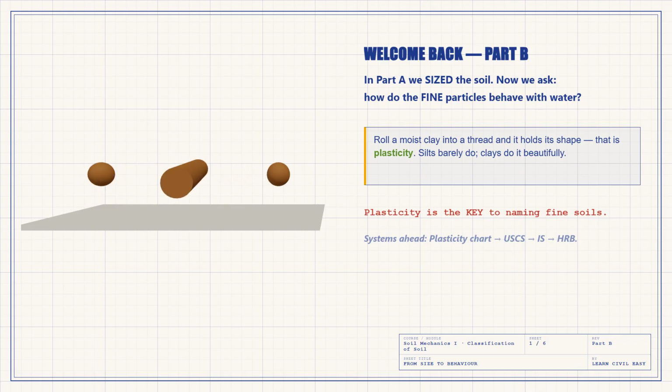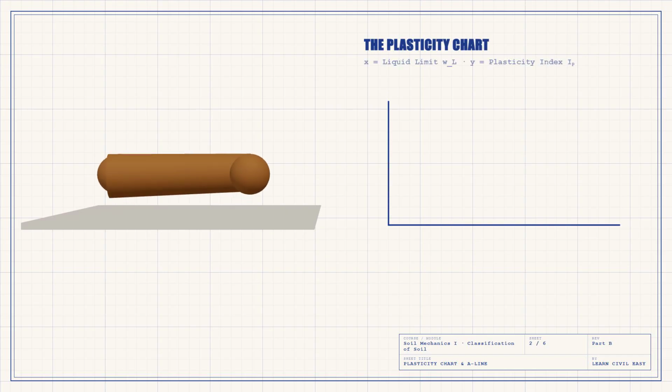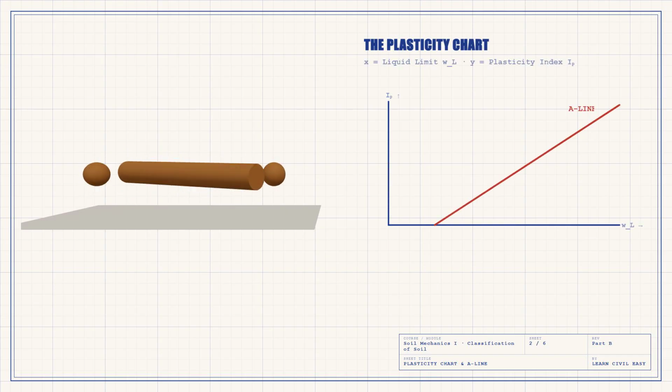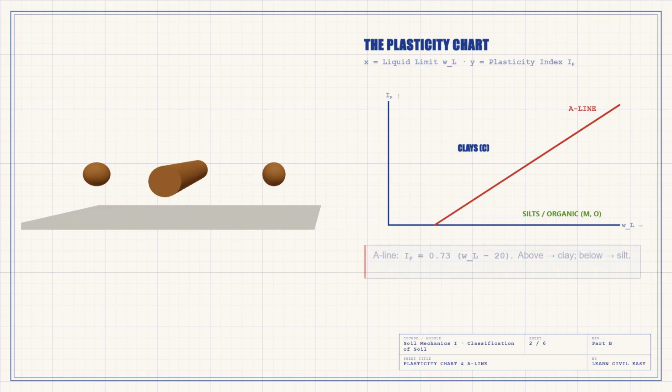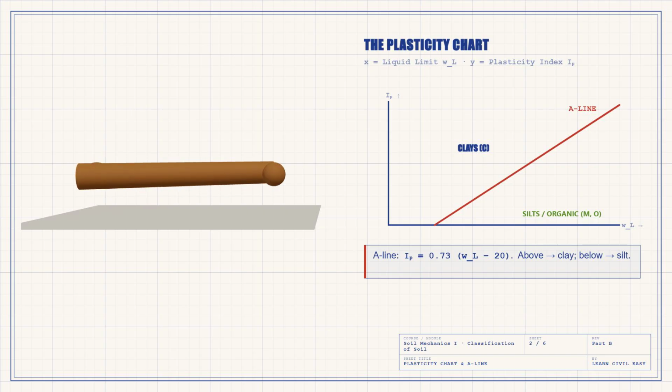Come along. This beautiful graph is the plasticity chart. Along the bottom, we plot the liquid limit. Up the side, we plot the plasticity index. Now, the magic is one single line drawn in red called the A line. Its equation is simple. The plasticity index equals 0.73 times the liquid limit minus 20.